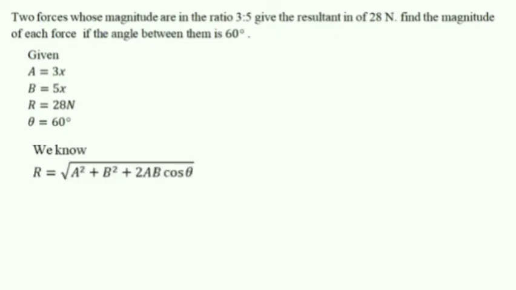So this is the first question. Two forces whose magnitudes are in the ratio of 3:5 give a resultant of 28 Newton. Find the magnitude of each force if the angle between them is 60 degrees. Here the two forces are in the ratio 3:5, so we'll write A is equal to 3x and B is equal to 5x, the resultant is given as 28 Newton and the angle is given.